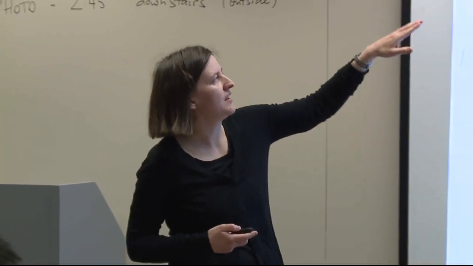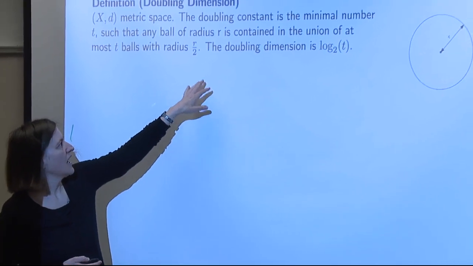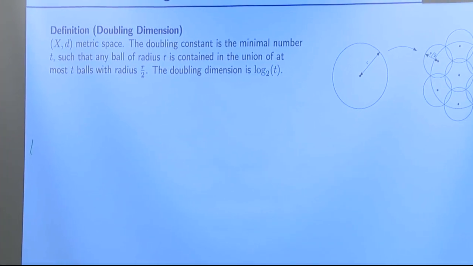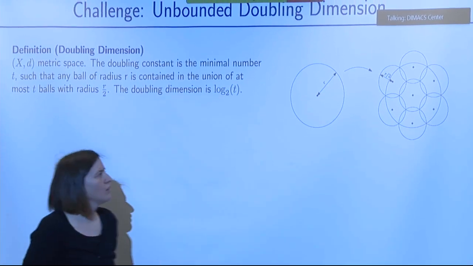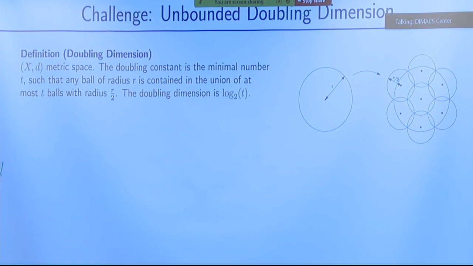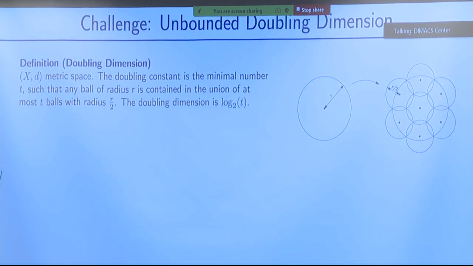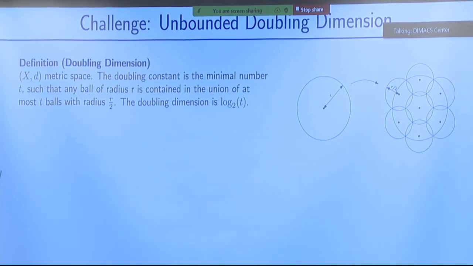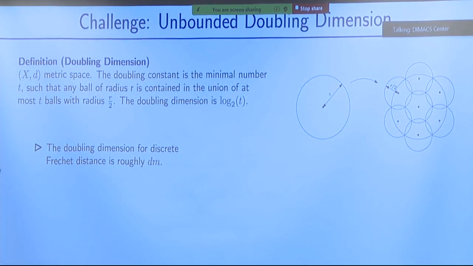In a metric space, the doubling constant is the minimum number t such that any ball of radius r is contained in the union of at most t balls of radius r over 2, and the doubling dimension is the log of that. Think of how you cover a ball with balls of half the size. That gives you an idea of the volume in this space. It's called doubling dimension. For discrete Fréchet distance, the doubling dimension is roughly d times m, which is the ambient dimension times the complexity of the curves.